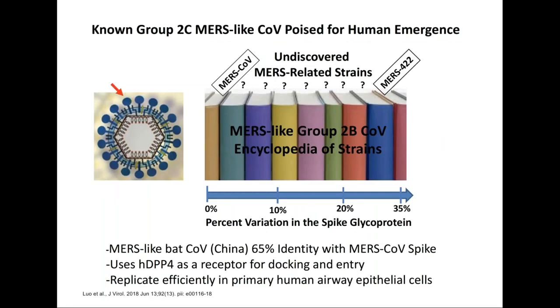I just want to also reiterate that this characteristic is also replicated in the group 2C MERS-like coronaviruses. We've identified a much smaller number of strains that are high risk, but we have identified two. One is MERS coronavirus, obviously, and then Zhengli Shi's group has identified MERS 422. It is 35% variant in its spike glycoprotein. It can still use the human DPP4 receptor, and studies in our lab show that it can grow efficiently in primary human airway epithelial cells, in fact, as well as the MERS coronavirus. So keep this in mind.